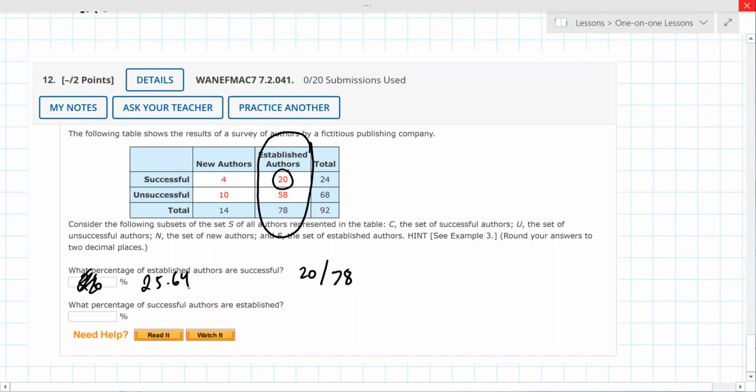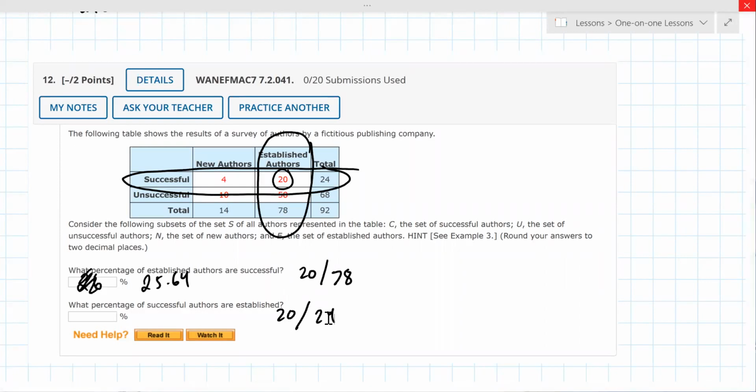Okay, what percentage of successful authors are established? So that's now this row. And that's the 20, that's the ones we want out of the 24. 20 out of 24 are 83.34 or 83.33. Yes, what did you say? 84.33? Mm-hmm. 83.33. Yeah.